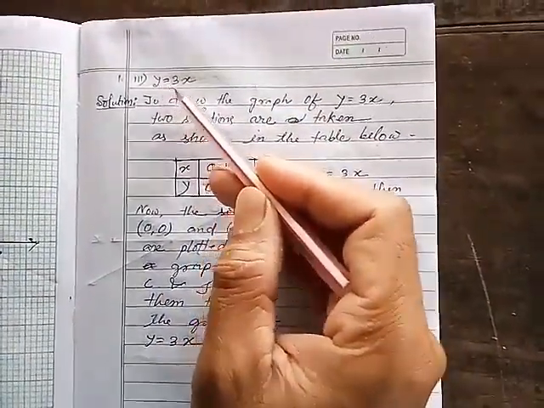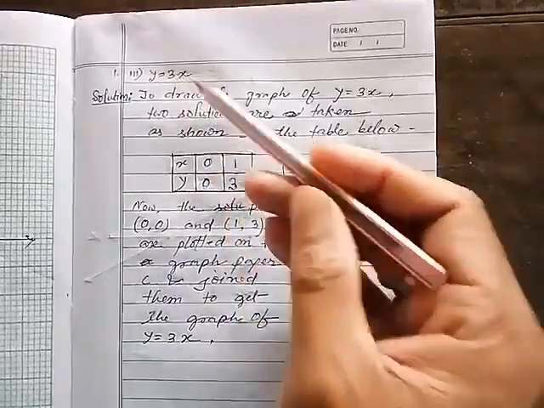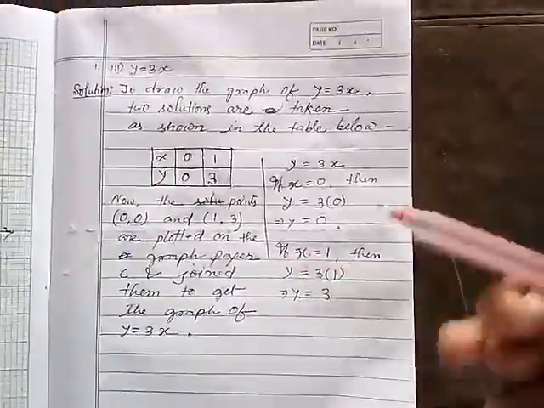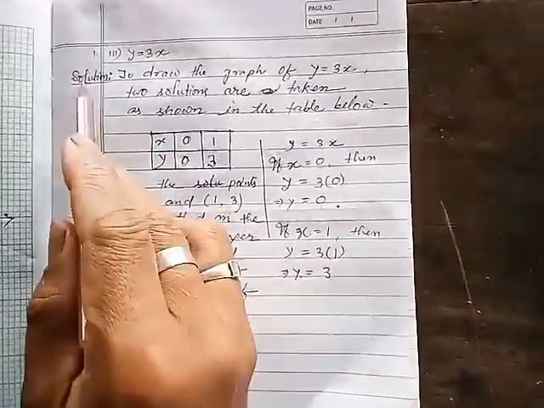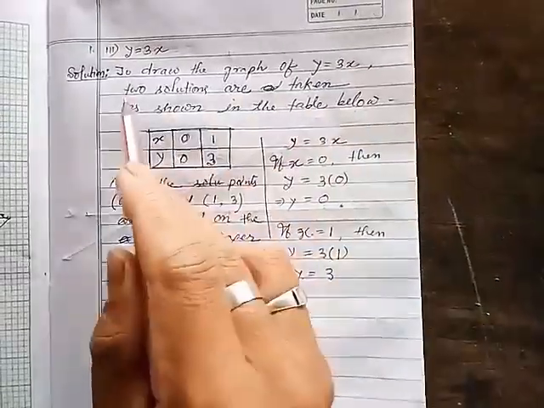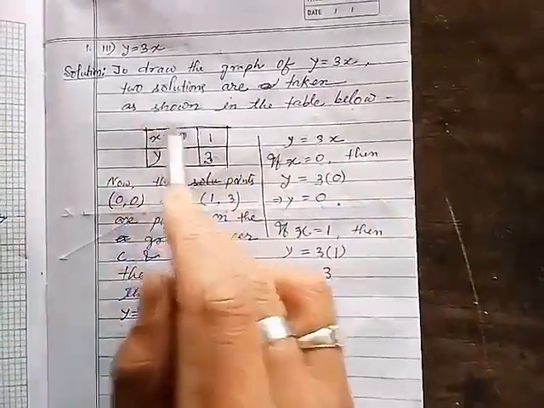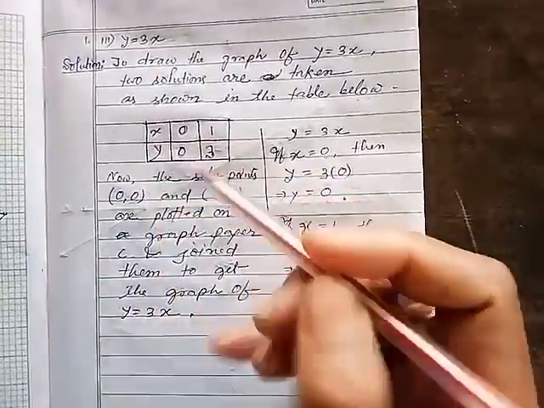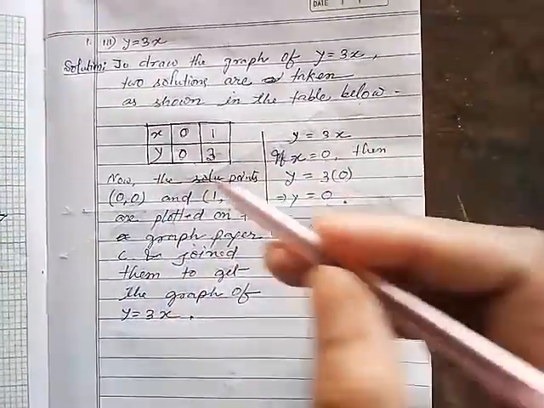The equation is y is equal to 3x. It is asking to draw the graph of this equation. I'll show you in short because I have already explained how to draw a graph. Solution. To draw the graph of y is equal to 3x, at least 2 solutions are taken as shown in the table below. So like this, you need to make a table, and 2 solutions are taken.